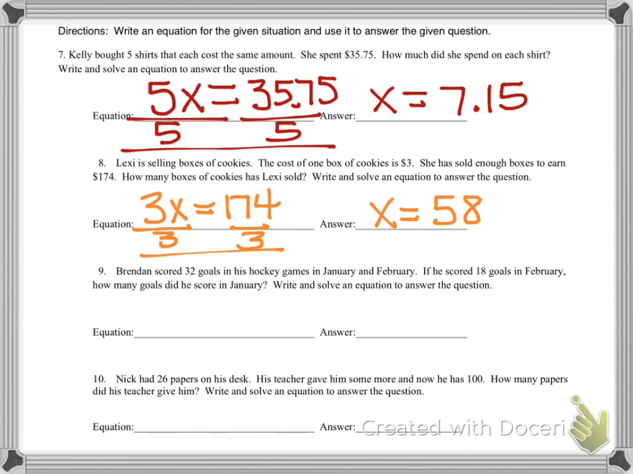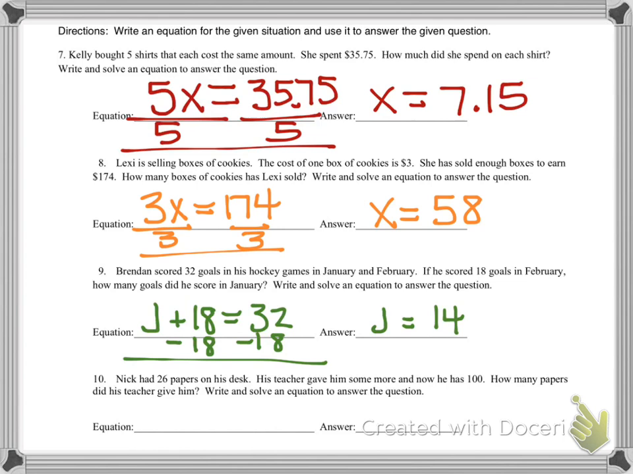All right, number 9. Let me get a new color here. Brendan scored 32 goals in his hockey games in January and February. If he scored 18 goals in February, how many did he score in January? Well, I don't know how many he scored in January, so I'll call that J. Plus he scored 18 in February, and altogether he scored 32. So if I add those together, I would get 32, January plus February. And then to solve it, I would just undo addition with subtraction. Whatever I do to one side, I'd have to do to the other side, and I would get J is equal to 14 goals. He would score 14 goals in January.